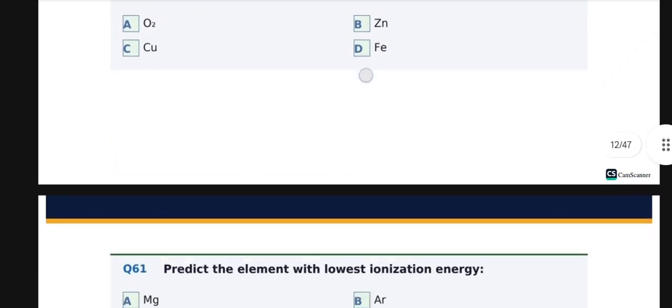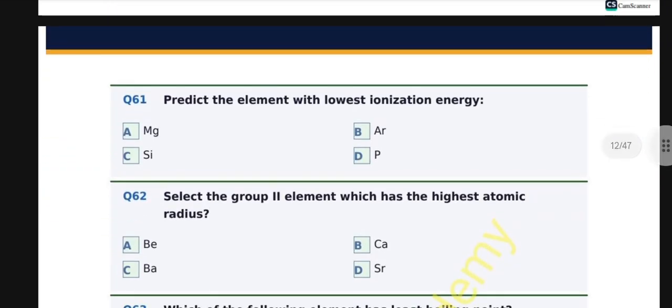Question number 61. Predict the element with the lowest ionization energy. And the correct option is magnesium. Among these options, magnesium has the lowest ionization energy. Ar, a noble gas, has very high ionization energy. Se and P have higher ionization energy than magnesium due to greater nuclear charge.